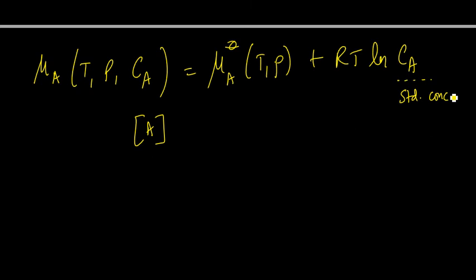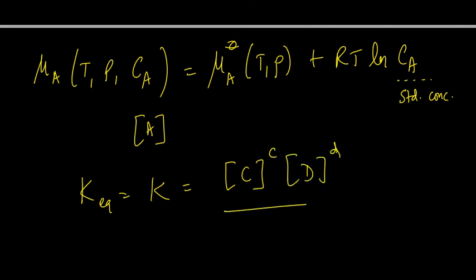Right? And likewise, if I do the complete analysis again as we did in the case of gases, instead of Kp, what I have is a K equilibrium or K whatever you write, which would be the concentration of C to the power c, concentration of D to the power d, divided by concentration of A to the power a, concentration of B to the power b. Okay.